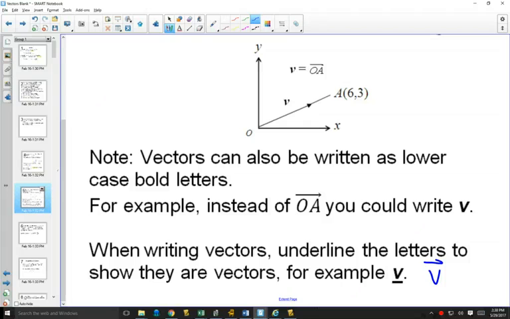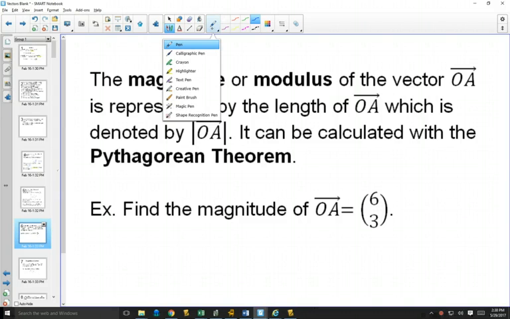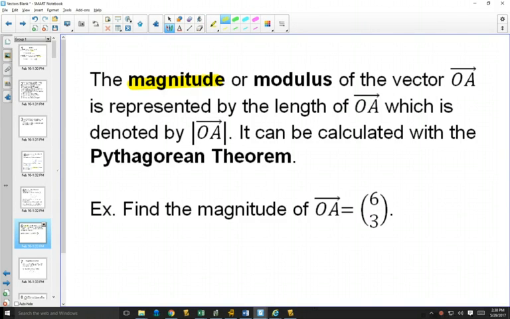Bolding is pretty hard to do while writing. I guess you could just spend a couple seconds going over the V over and over again until it's really bold. But the little arrowhead over top would be fine. So the magnitude, in other words, the modulus of the vector, is how long it is. So its length. And we denote that with absolute value bars, because really absolute value bars are a distance.